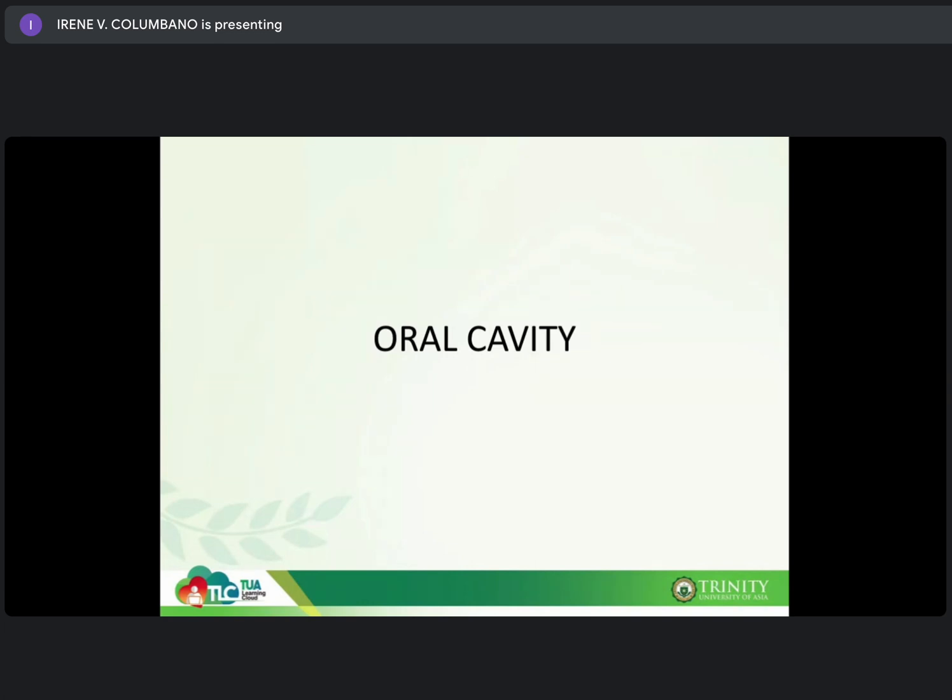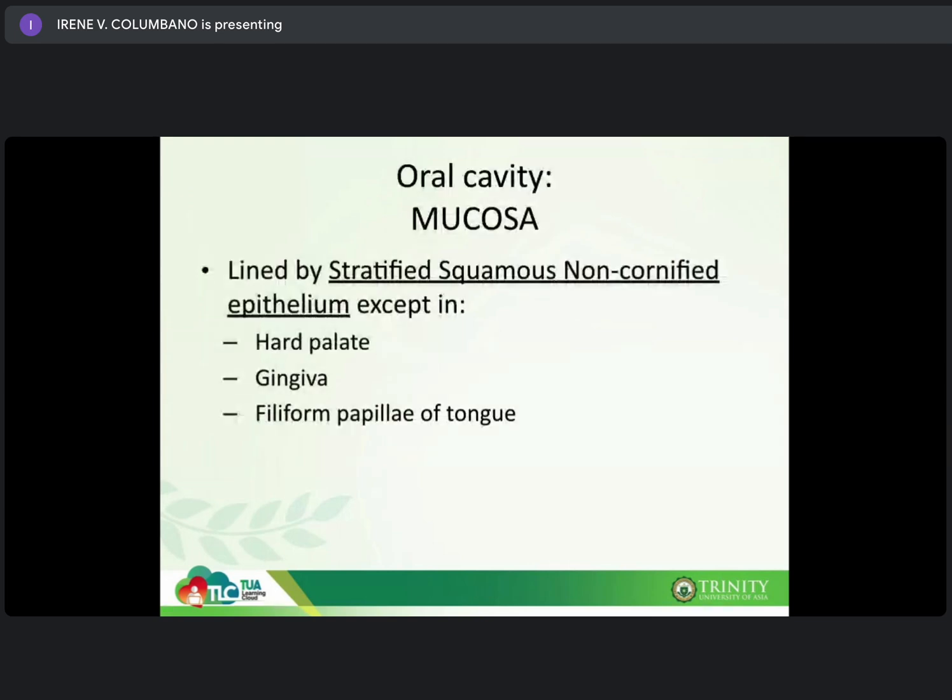So the oral cavity is lined with stratified squamous epithelium, which can be keratinized depending on location, partially keratinized, or non-keratinized. So why is that? It depends on whether it is a dry area. If it is a dry area, it is keratinized. If it is a moist area of the oral cavity, it is mostly non-keratinized. So again, it is lined by stratified squamous non-cornified epithelium, except the hard palate, gingiva, and the filiform papillae of the tongue.